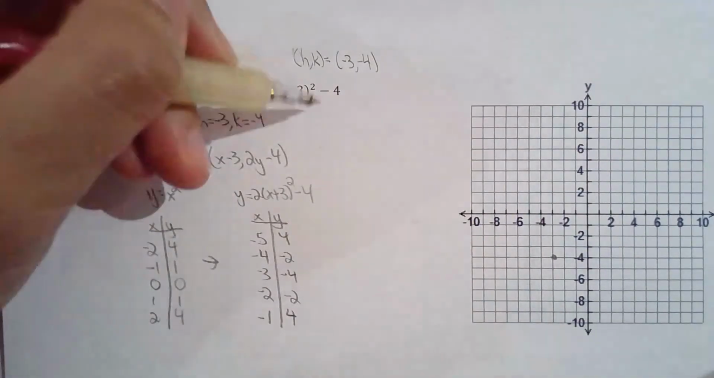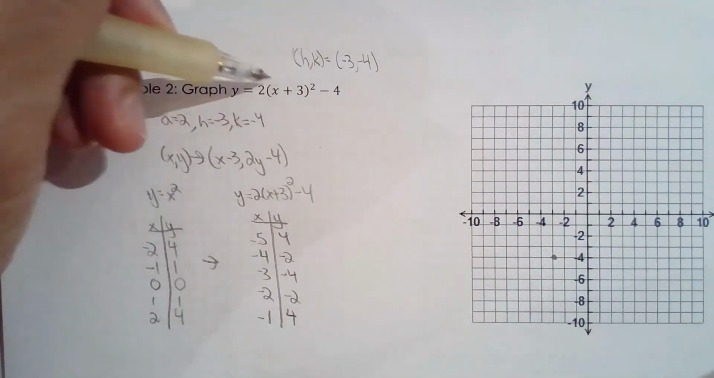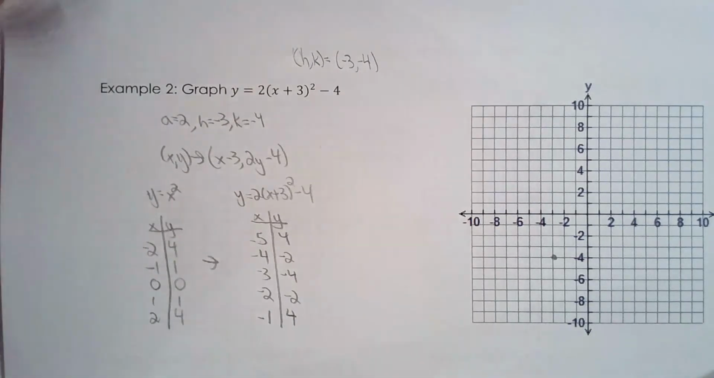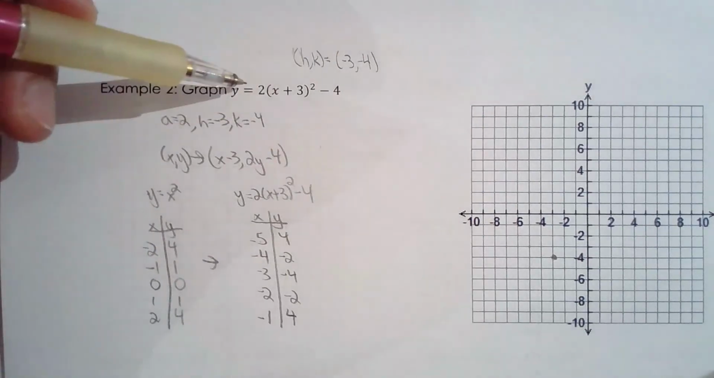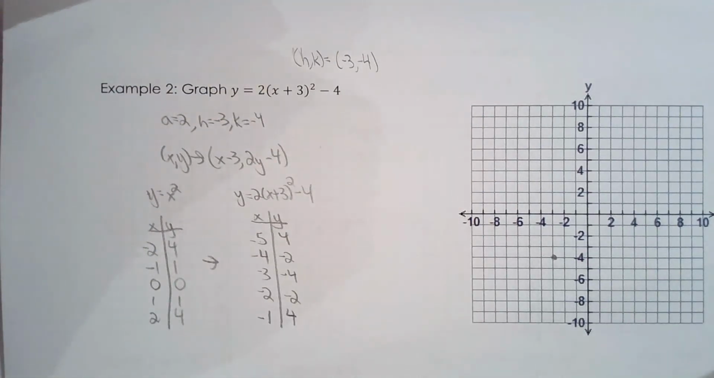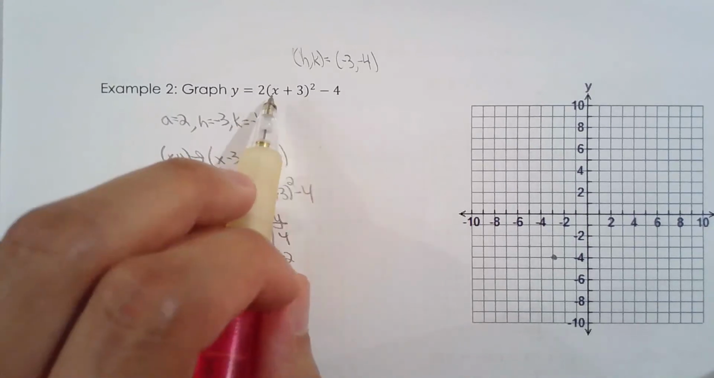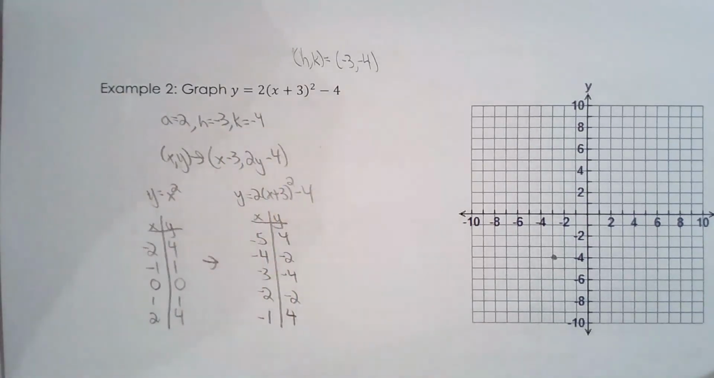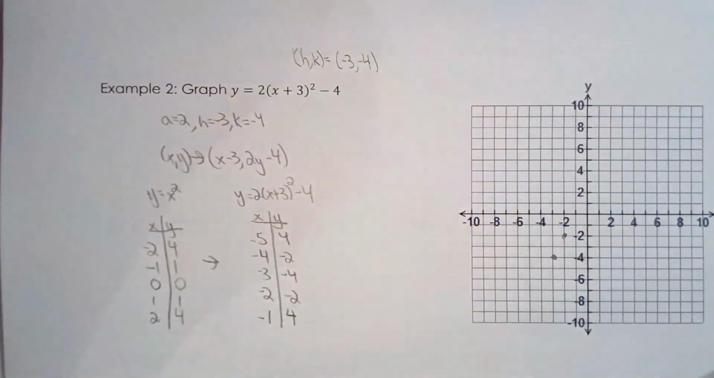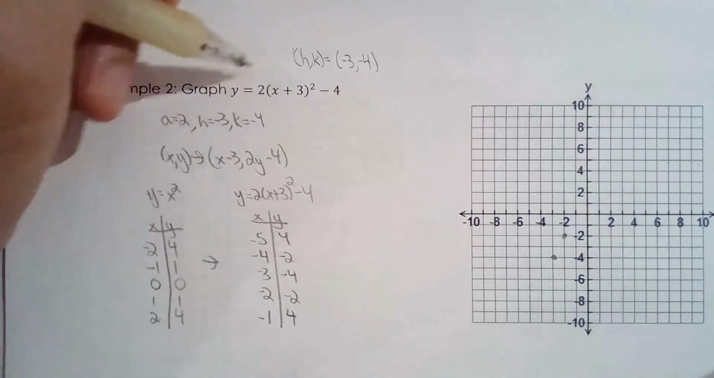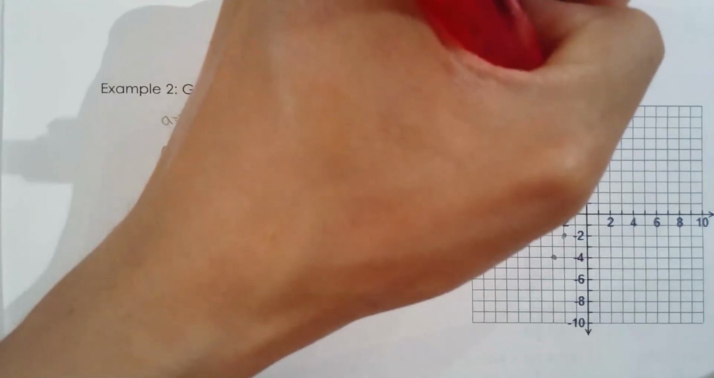So you can just plot the vertex, -3, -4, and then you just use this equation and find 2 points to the left of it and 2 points to the right of it. So I'll ask myself, what is y when x is -2? What is y when x is -1? If you plug it into the equation, when x is -2, you get a y value of -2. So x is -2, y is -2, bam. What about -1? Punch it into the equation, and you get y is 4.